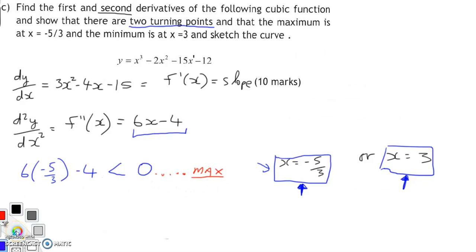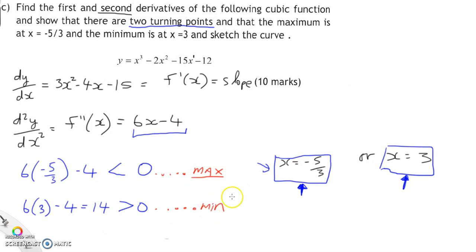Right? And we can do the same with our other point, our other x value equals 3. So running that through 6x minus 4, 6 times 3 minus 4, 6 3s are 18, minus 4 equals 14. And that's a lot bigger than 0. And that indicates that the turning point at x equals 3 is a local minimum. Right? So we've shown now that the maximum is at x equals minus 5 over 3 and that the minimum is at x equals 3. Finally, we just want to sketch our curve.